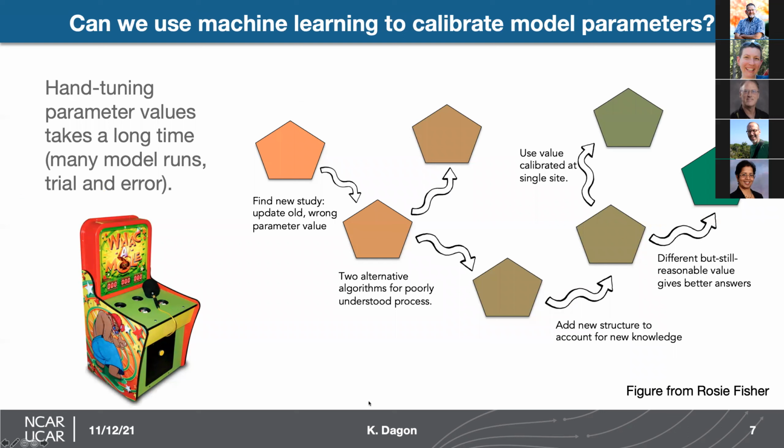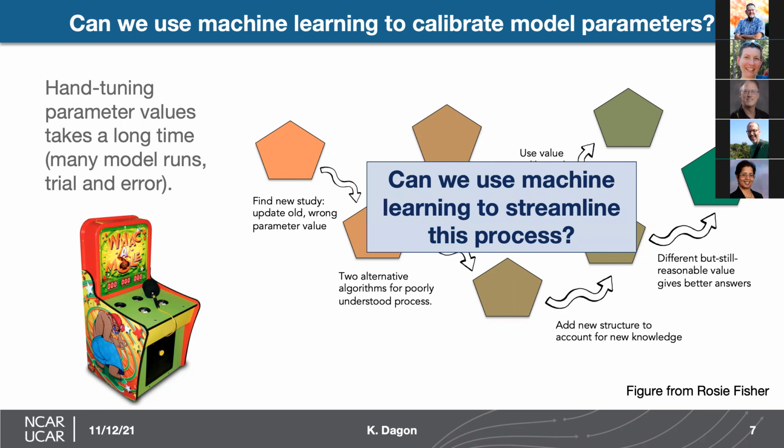So the idea here was that we had this question: can we use machine learning to calibrate model parameters? As many of us know, hand tuning parameter values takes a long time. It takes a lot of human time and computer time. Sometimes it ends up being like a game of whack-a-mole where you fix one thing and it breaks something else. So we were wondering if we could use machine learning to help streamline this process.